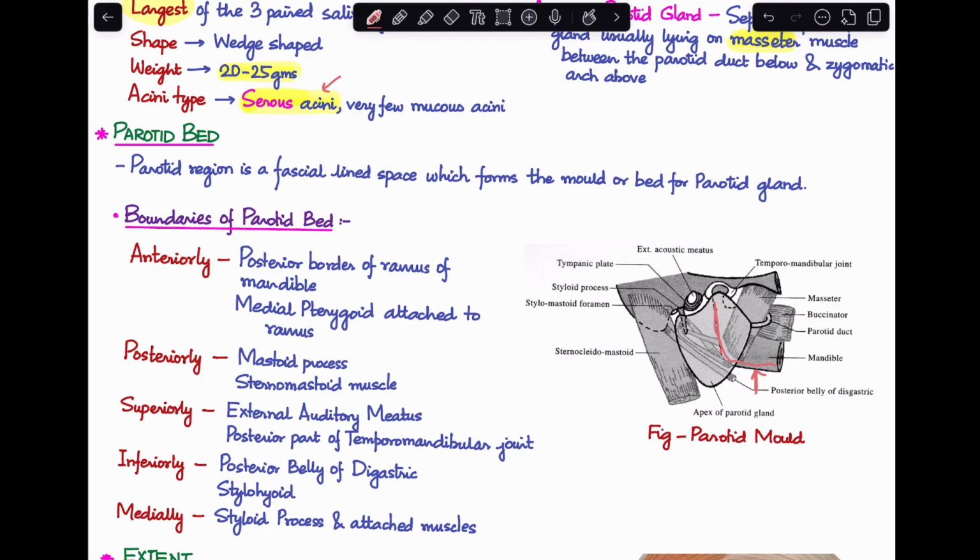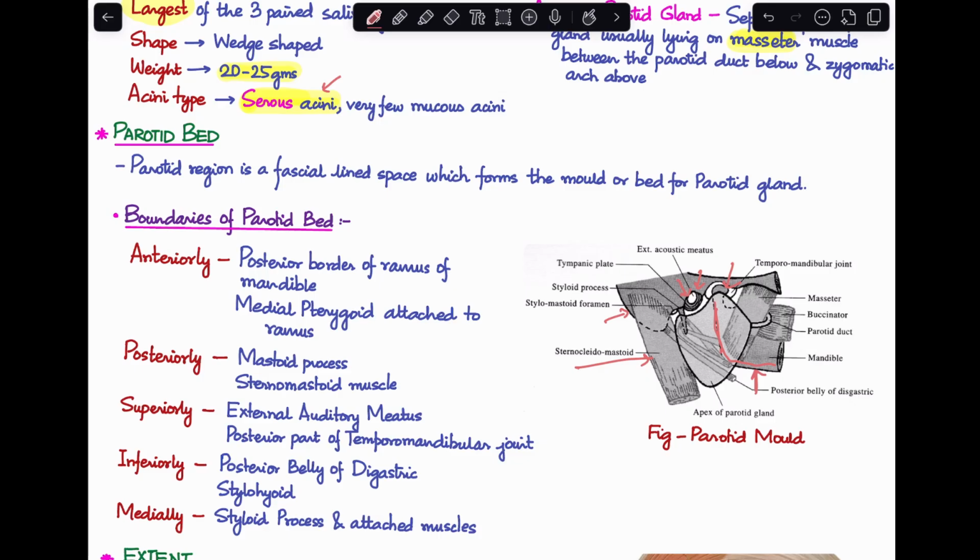Then posteriorly, it is bounded by the mastoid process and the sternomastoid muscle. This is our mastoid process and this is our sternomastoid muscle. This is forming the posterior boundary of the parotid bed. Superiorly, it has the external auditory canal and the posterior part of the temporomandibular joint. So this here is our external auditory canal and this here is our temporomandibular joint. So this forms our superior boundary.